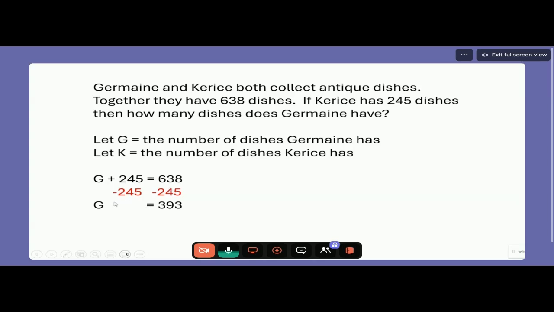We now have G by itself on the left side. G is equal to 393. G is the number of dishes Jermaine has, so that is our answer. Jermaine has 393 dishes. So there's one example. Let's take a look at one more before we go.